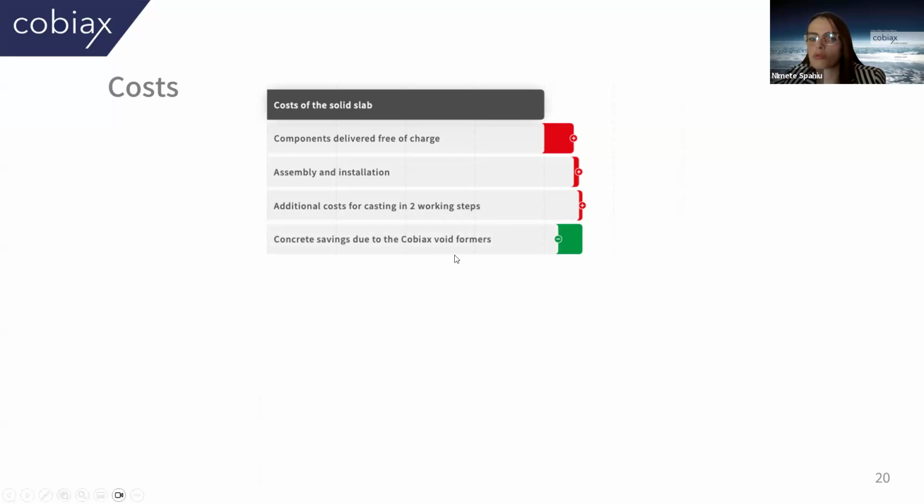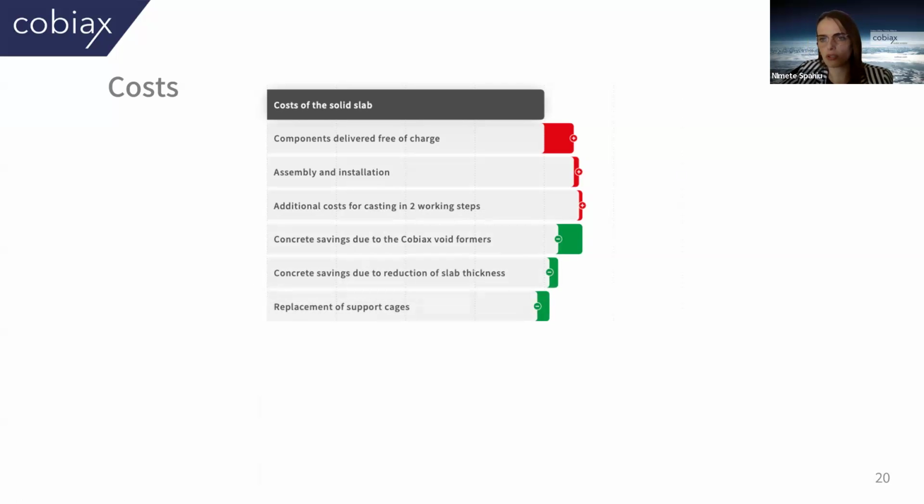We have concrete savings due to the Cobiax void formers. We have concrete savings due to the reduction of the slab thickness, because we can provide a thinner slab by using Cobiax. We have replacement of the support cages. As we know, in a solid slab, we need those support cages to carry the top reinforcement. But in this case, we don't need the support cages. It is the Cobiax void formers that play that role. We have savings in punching reinforcement. Since we have a light-weighted slab, we will have less punching reinforcement in the slab.